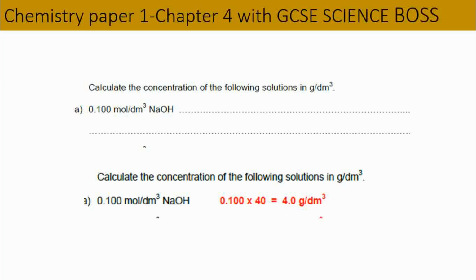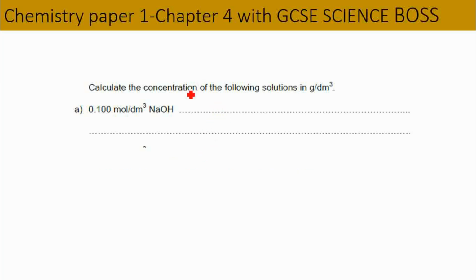Alright, so we now want to find a concentration in grams per dm cube, but now we are given this in moles per dm cube. So what we need to do, we have the moles, but we now need to change it to mass. So all we need to do, we need to times this by the mr. So we're going to get our AR from the periodic table, so it's going to be 0.1.